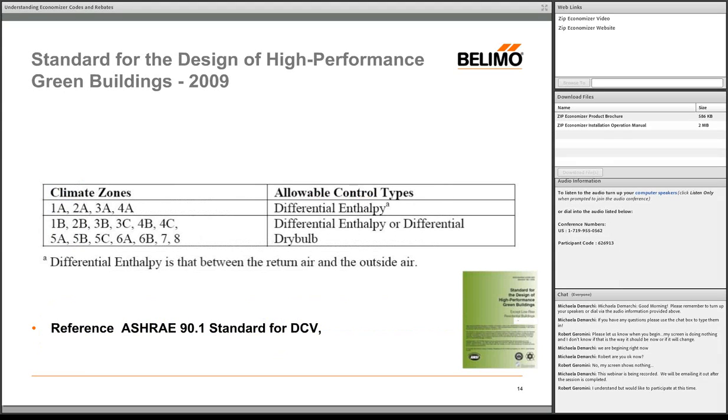In 2009, what they also required were different climate zones to only use certain control types. Climate zones 1A, 2A, 3A, and 4A only required differential enthalpy. However, for the other climate zones, you had an option between differential enthalpy or differential dry bulb. They additionally were heavy in referencing ASHRAE standard 90.1 for demand control ventilation.